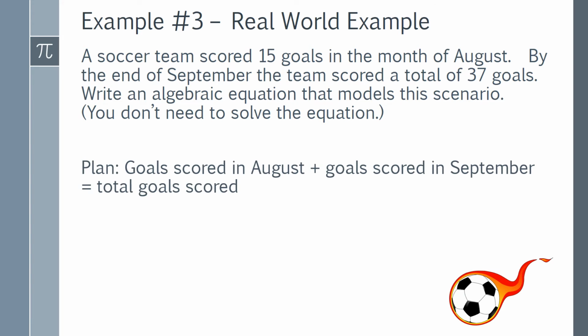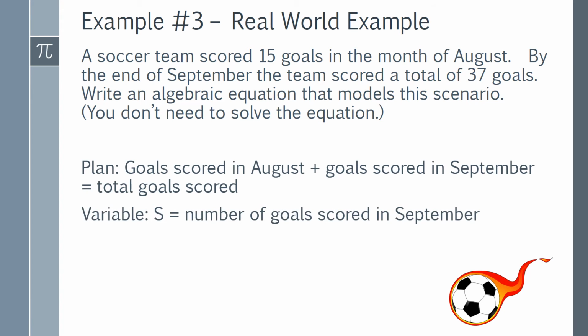The number of goals scored in August plus the number of goals scored in September will equal the total number of goals scored. Our variable this time is a capital S, which represents the number of goals scored in September. So now we are ready for our equation. 15 goals, which is the number of goals scored in August, plus S equals 37 goals, which was the total number of goals.